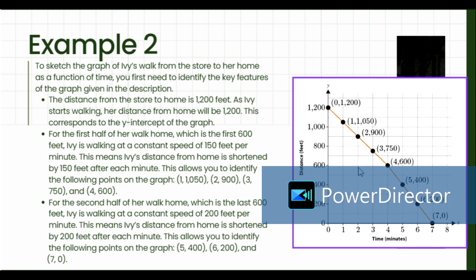And that allows you to identify the other points on the graph. Here we're dropping by 150, so from 1200 to 1150, to 1050, to 900. Now we're dropping by 200, so 600 to 400 to 200, okay? That's how you would sketch the graph.